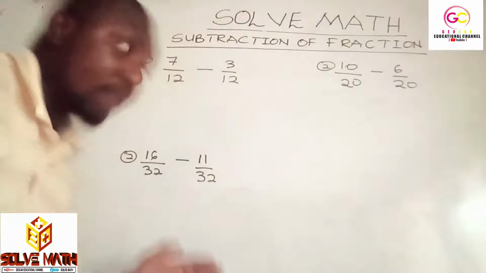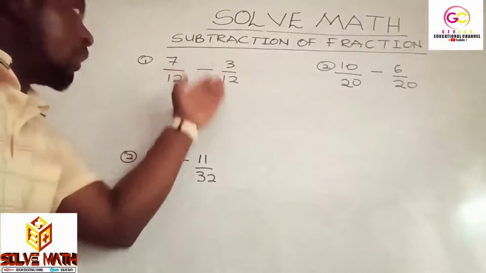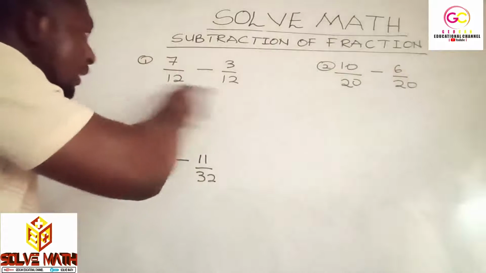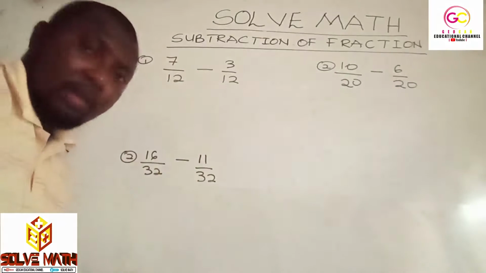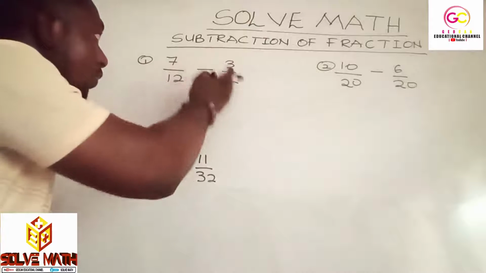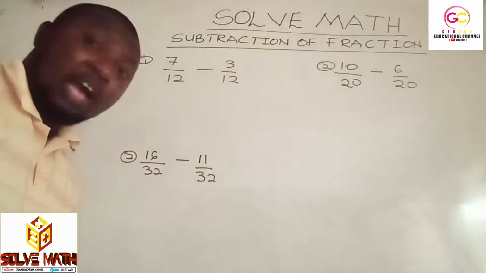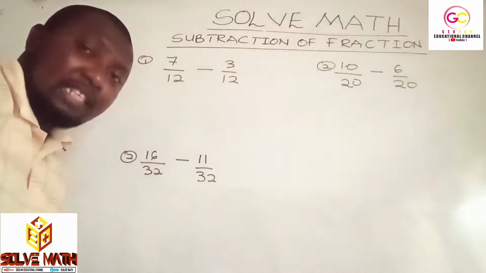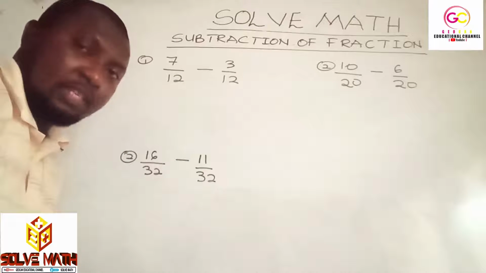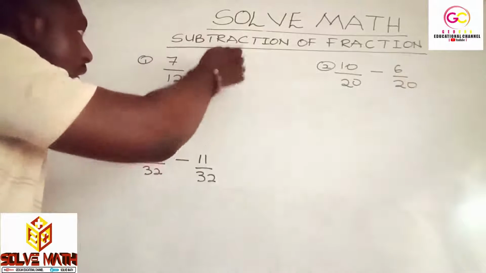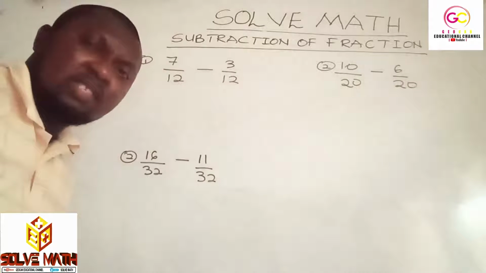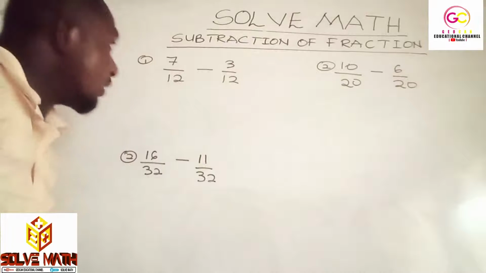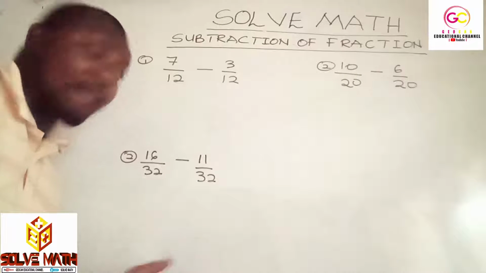Let's look at example 1. 7 over 12 minus 3 over 12. These fractions have a common denominator. And what's the denominator? The denominator is 12. 7 over 12, 3 over 12. If you have such fractions, the rule is just subtract the numerators. Please, these are the numerators, 7 and 3. So if you have fractions of the same denominators, the rule in math is subtract the numerators. So simple. Let's tackle this.